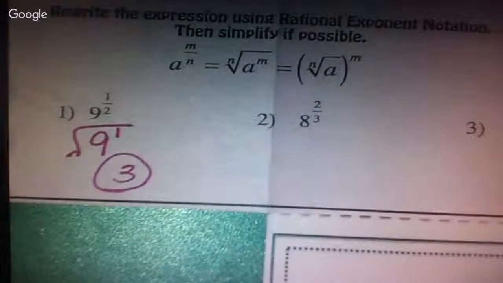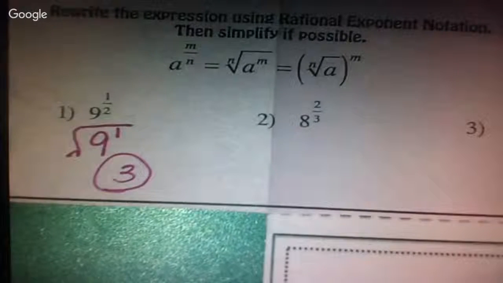Oh, because it's like half of the... It's the square root of 9. Okay, so top part of the fraction always becomes the power, and the bottom part of the fraction becomes the root. So what's the square root of 9? 3. Your final answer here is 3. Well, that was easy.